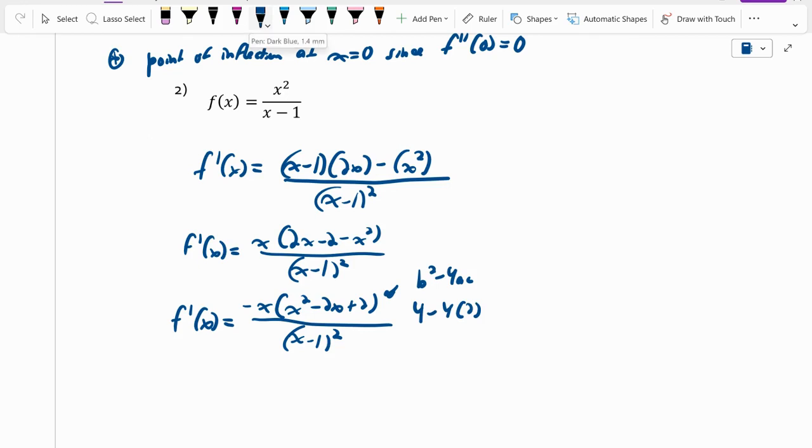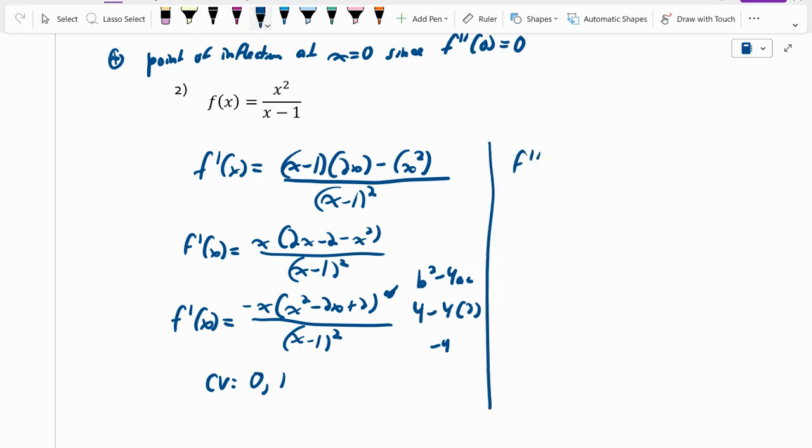Discriminant was the thing underneath the radical in the quadratic formula. We get a negative 4, and since I get a negative 4, the x squared minus 2x plus 2 will not contribute any real roots to this. So my critical values are just 0 and 1, but remember, 1 is excluded from the domain.